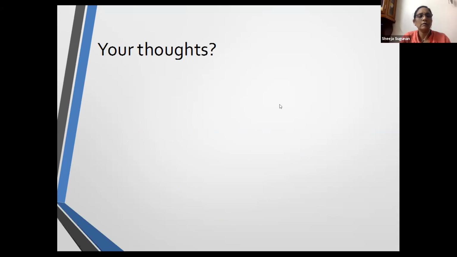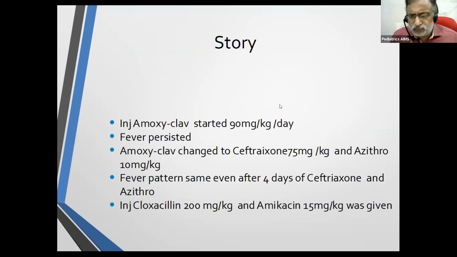Okay, so now we have a child initially started on amoxiclav and then moved on to ceftriaxone. The amoxiclav was already at quite a high dose, 90 mg per kg per day, so usual penicillin resistance should have been handled by that. But still, probably thinking of resistance, we moved on to ceftriaxone. Then adding azithromycin, definitely, in a 12-year-old child with interstitial pneumonia, mycoplasma is a possibility. So till that point, we are okay with the antibiotic selection.